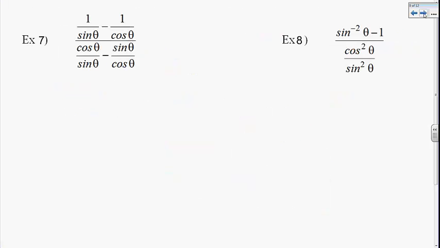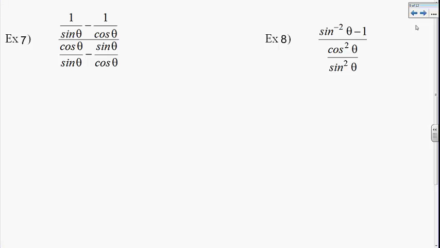In our final examples, we will use the same method, but we will need to either rewrite one or more terms of the expressions in order to fully simplify. Let's start with example 8. As always, I start by finding my common denominator. In this case, sine theta times the cosine of theta.